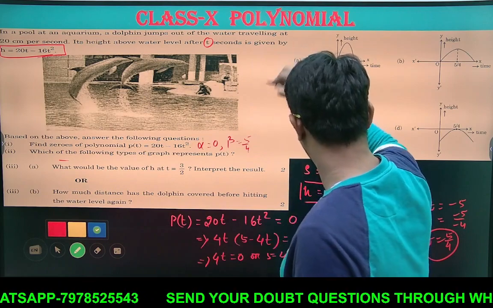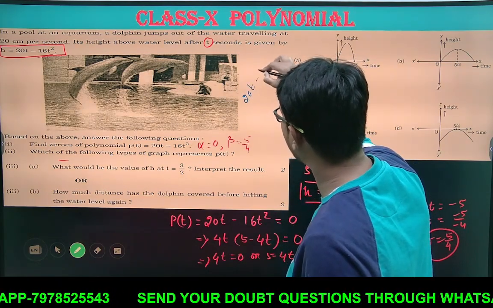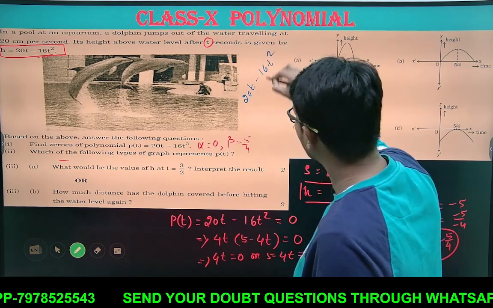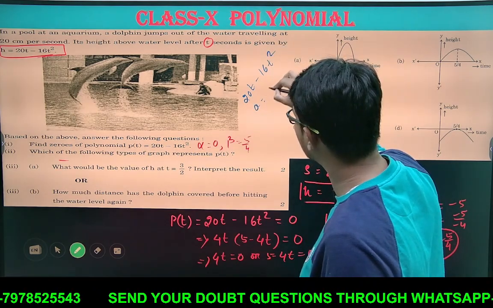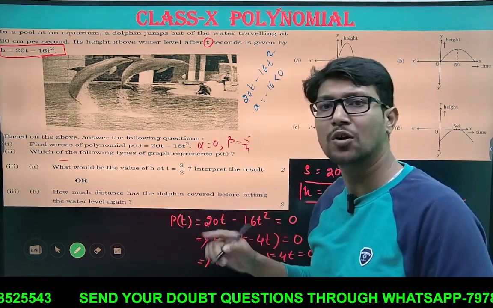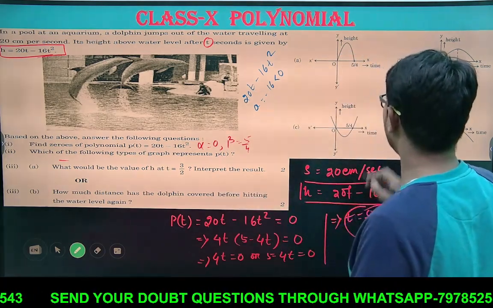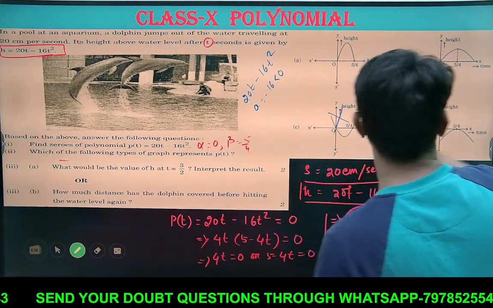Here in this polynomial, 20t minus 16t square, so a is how much? Minus 16, which is less than 0. Means parabola is open downward. Parabola is open downward. Means this is not in our option.